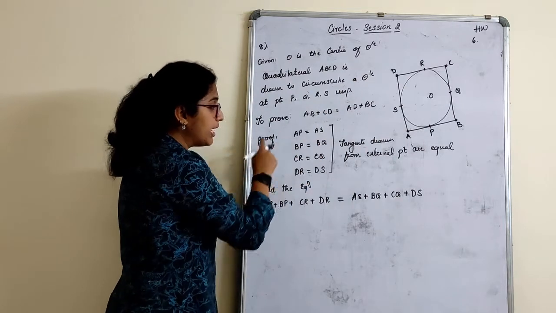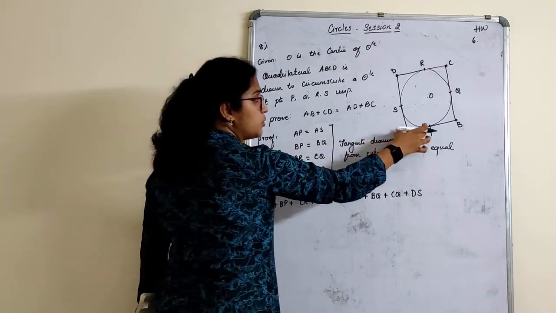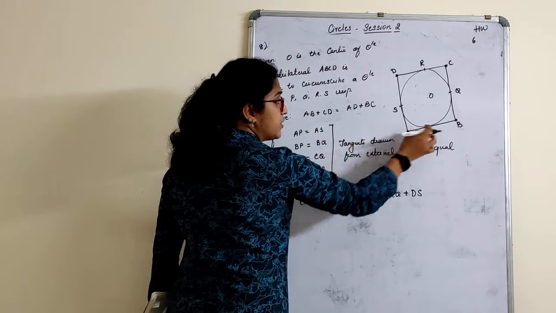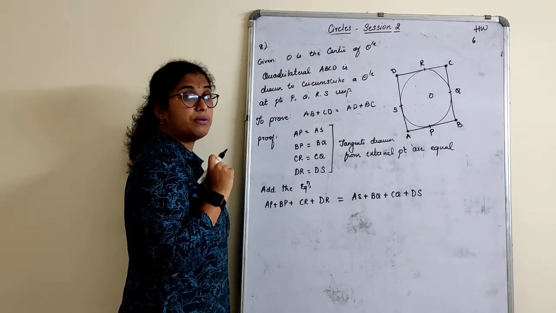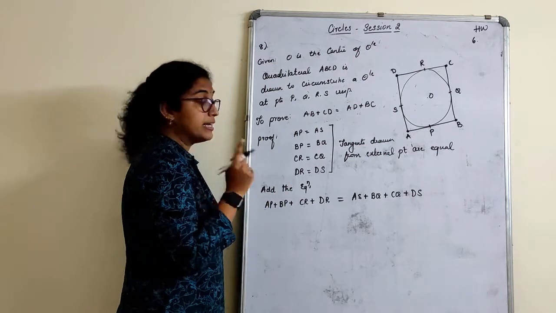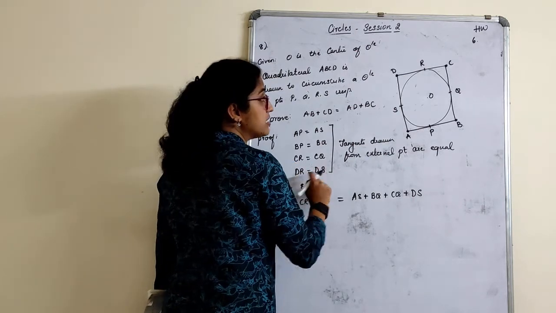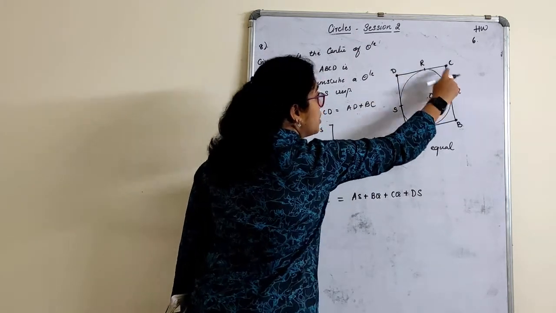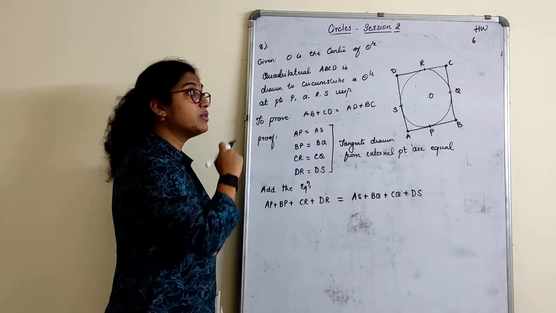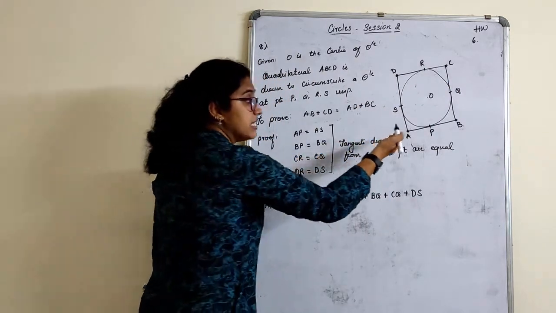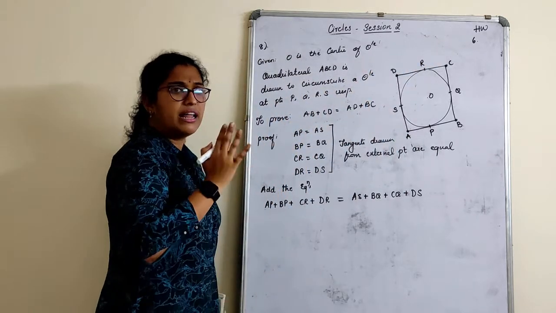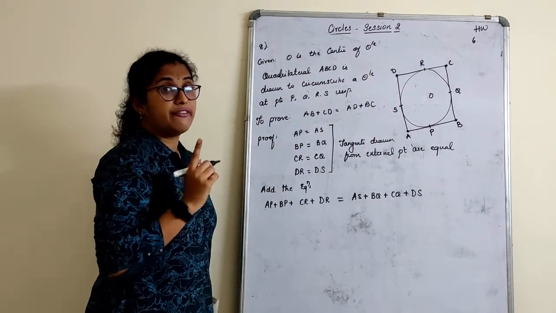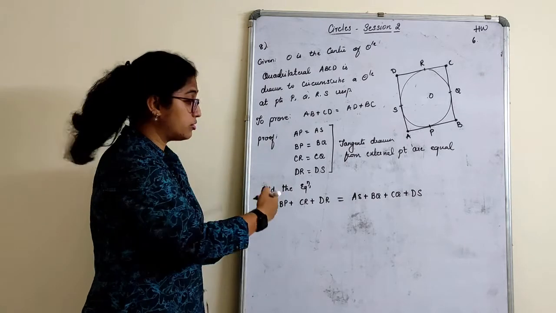See properly how I have used. AP is equal to AS I wrote. Next I wrote BP is equal to BQ. I could have also used BQ is equal to BP, right? It will not come properly. Next I have chosen CR is equal to CQ. CQ is equal to CR I could have written, but since I have chosen this side, I will choose this side also properly. All are equal, but the writing way we have to see, so that we can get the answer easily.